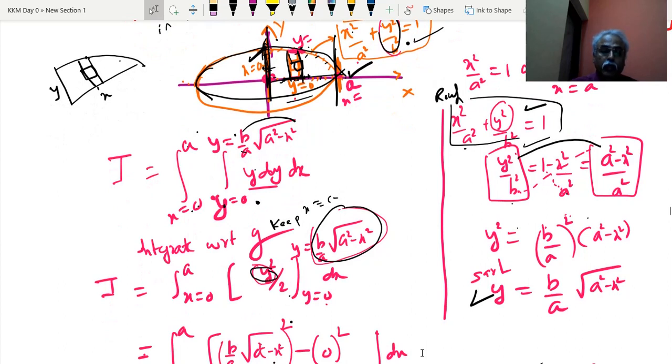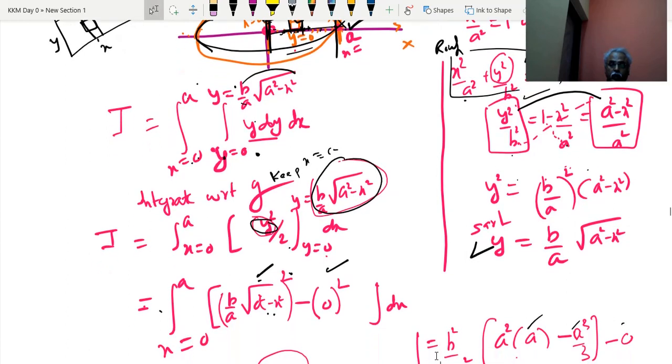So this is upper limit minus lower limit. Again, the y terms do not remain. When you square it, b square by a square will come out. Square root and square will get cancelled, and only a square minus b square will remain as it is. So integrating a square minus b square should not be any difficulty.